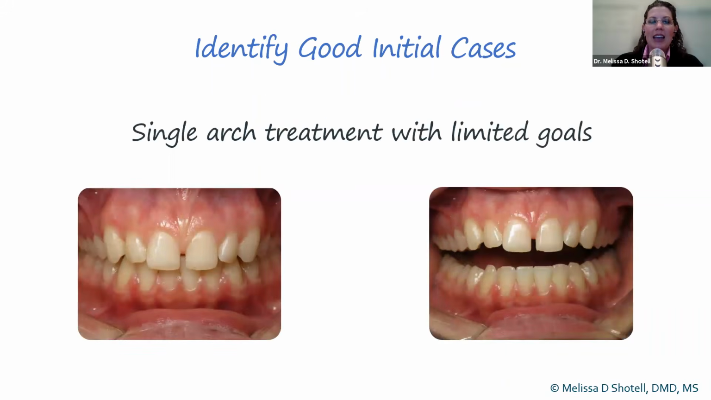And also looking at any single arch treatment with limited goals. Maybe a patient that has a midline diastema that they would like closed, or a patient that has a minor rotation of 1 or 2 teeth, and that's all that they want to accomplish with treatment. Those are good cases to get started with because the patient has a defined goal in their mind of what they're looking for in their clear aligner treatment.